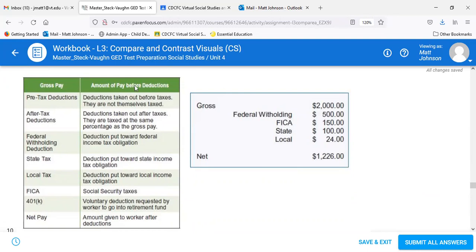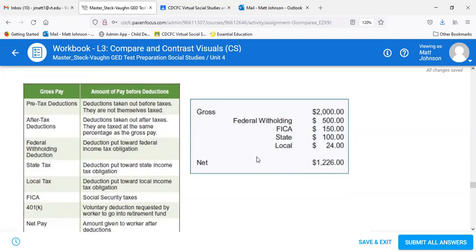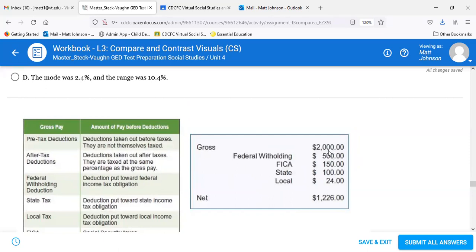So pre-tax deduction. The explanation there: deductions taken out before taxes, they are not themselves taxed. So savings, like a 401k, that's a pre-tax deduction. So if in your job they offer you a 401k and you put in so much per paycheck, that is taken out untaxed. So say you're making right over here, right? You gross $2,000. So that is your paycheck for 2 weeks, whatever it may be. Before they start taking out taxes or anything, let's say you put $100 per paycheck into your 401k, then that is untaxed and it goes in, and the $1,900 is left.